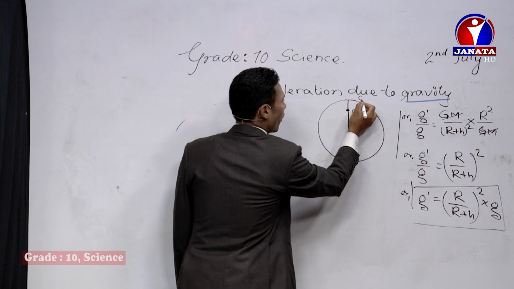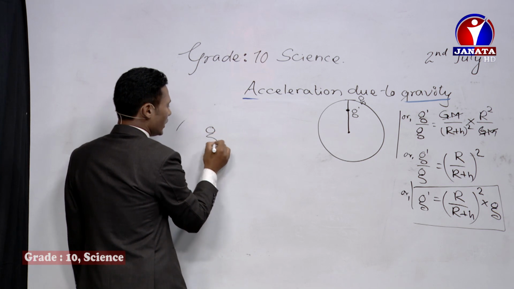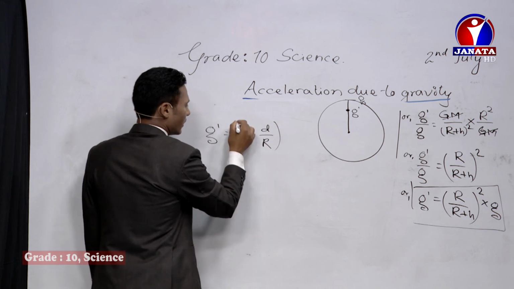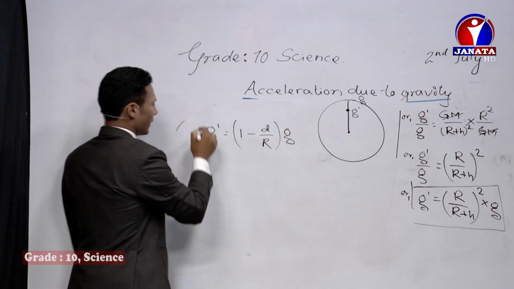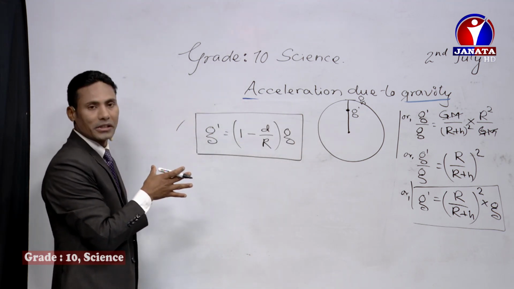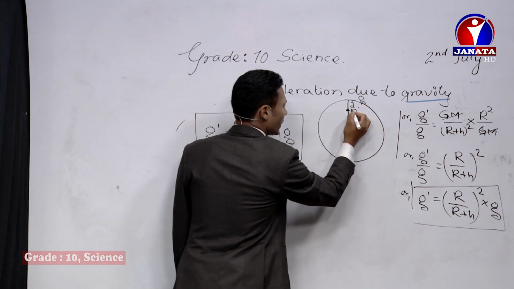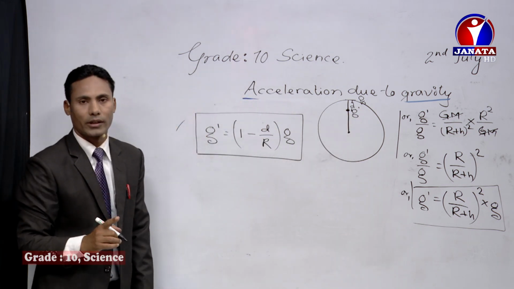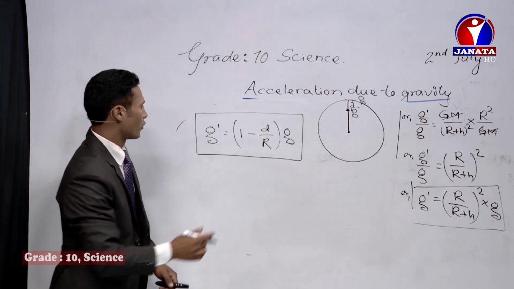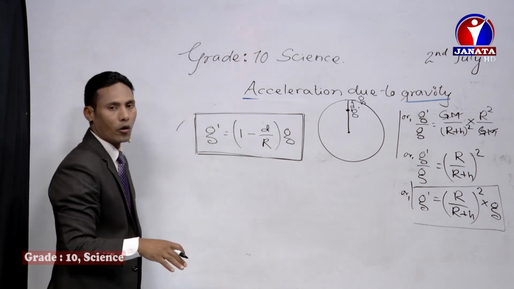And at the surface of earth it is g. The mathematical relation for this one is g dash equals (1 minus d by R) into g. This you will derive in the higher classes; only the relations we will discuss here. So what does this d mean? It is the depth of the object from the surface of earth. So this is the relation when the object is kept below the surface of the earth, right?